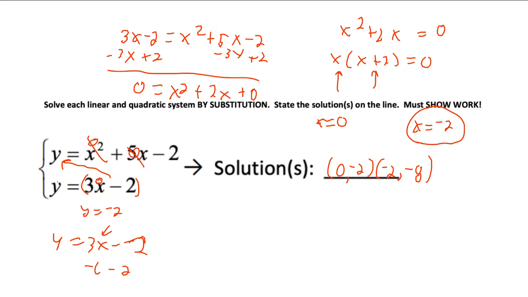How about the Desmos calculator? Plug it into Desmos and see if it crosses at (0, -2) and (-2, -8). Now, that is a check. That is not your work. This is your work. I need to see this. But can you check your answers tonight?